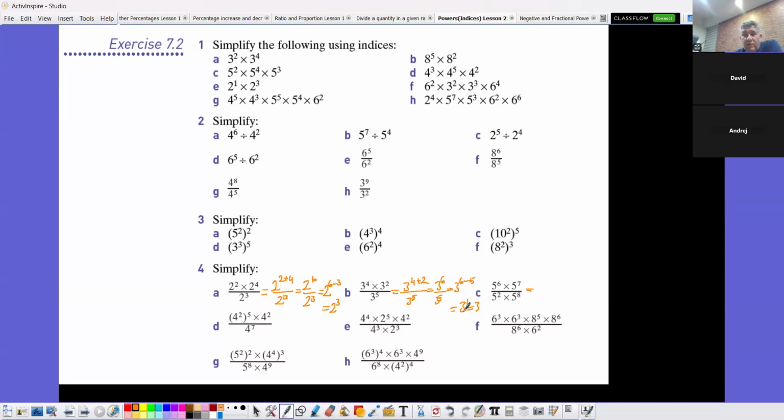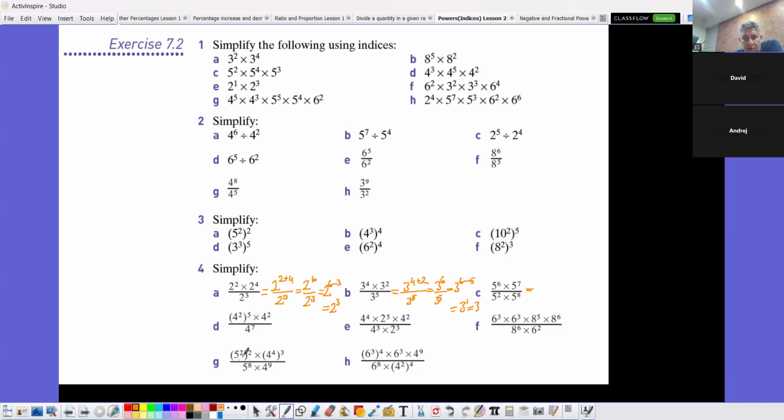That's also an important point here. When the power is 1, the result should be equal to itself. And this type of question, these here, F, G, and H, are a bit different from the others because we have two different numbers.